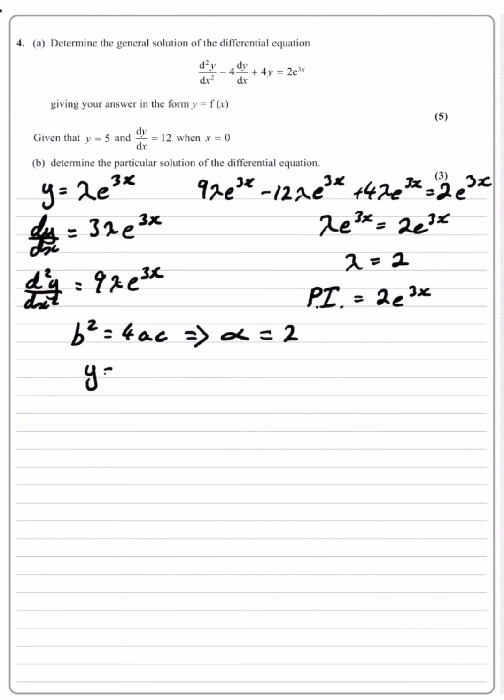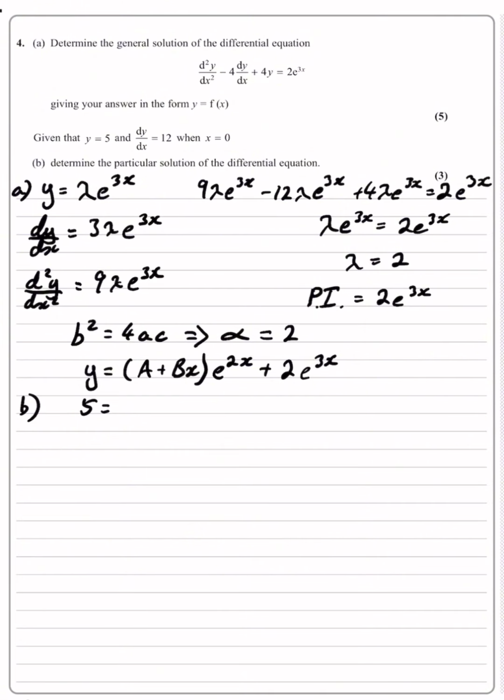So our repeated root is equal to 2. That tells us that our complementary function is going to be of the form (a plus bx) times e to the 2x. You could write that as a e to the 2x plus bx e to the 2x if you like. Add the particular integral at the end, and there we have the general solution to the differential equation.